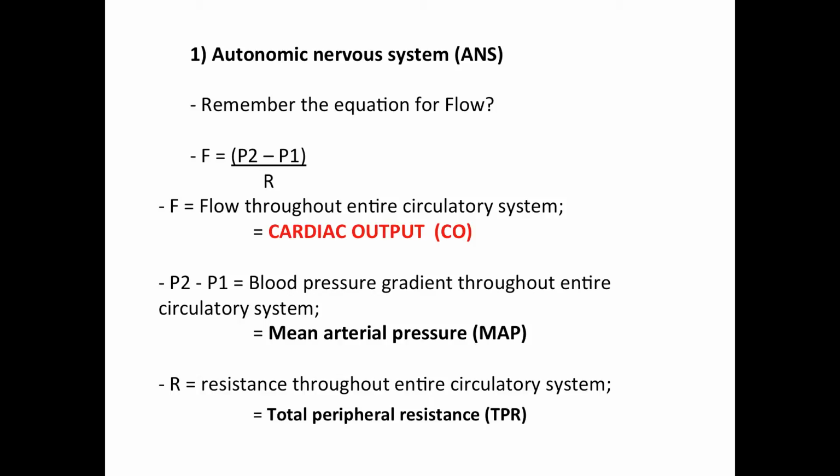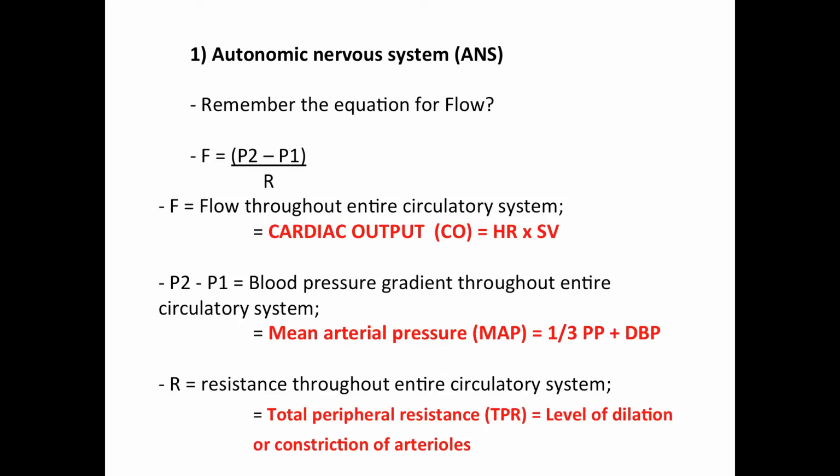So, cardiac output, a little review. What's it equal to? Heart rate times stroke volume. Mean arterial pressure. How do we calculate that? 1/3 of pulse pressure plus the diastolic blood pressure. What about total peripheral resistance? We don't have a calculation for that, but we can say total peripheral resistance is the result of the overall level of dilation or overall level of net constriction of all the arterioles within the system.